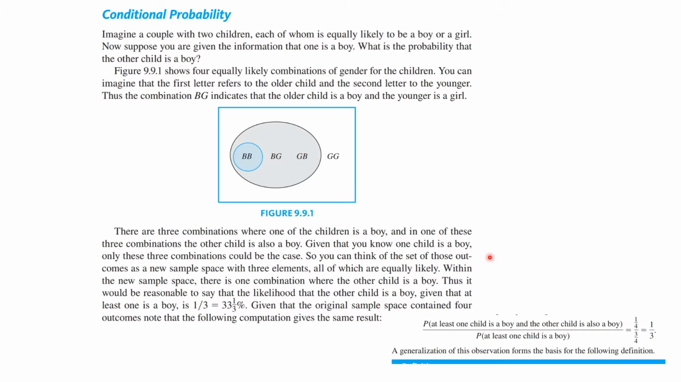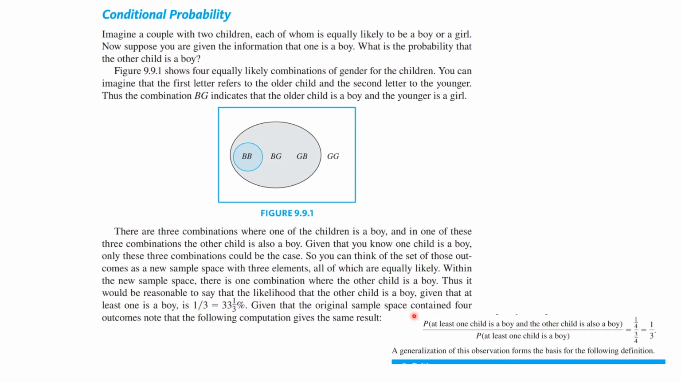So if you think of the set of these outcomes as a new sample space with three elements, all of which are equally likely, within the new sample space there is one combination where the other child is a boy. Thus it would be reasonable to say that the likelihood that the other child is a boy, given that at least one is a boy, is 1 out of 3.